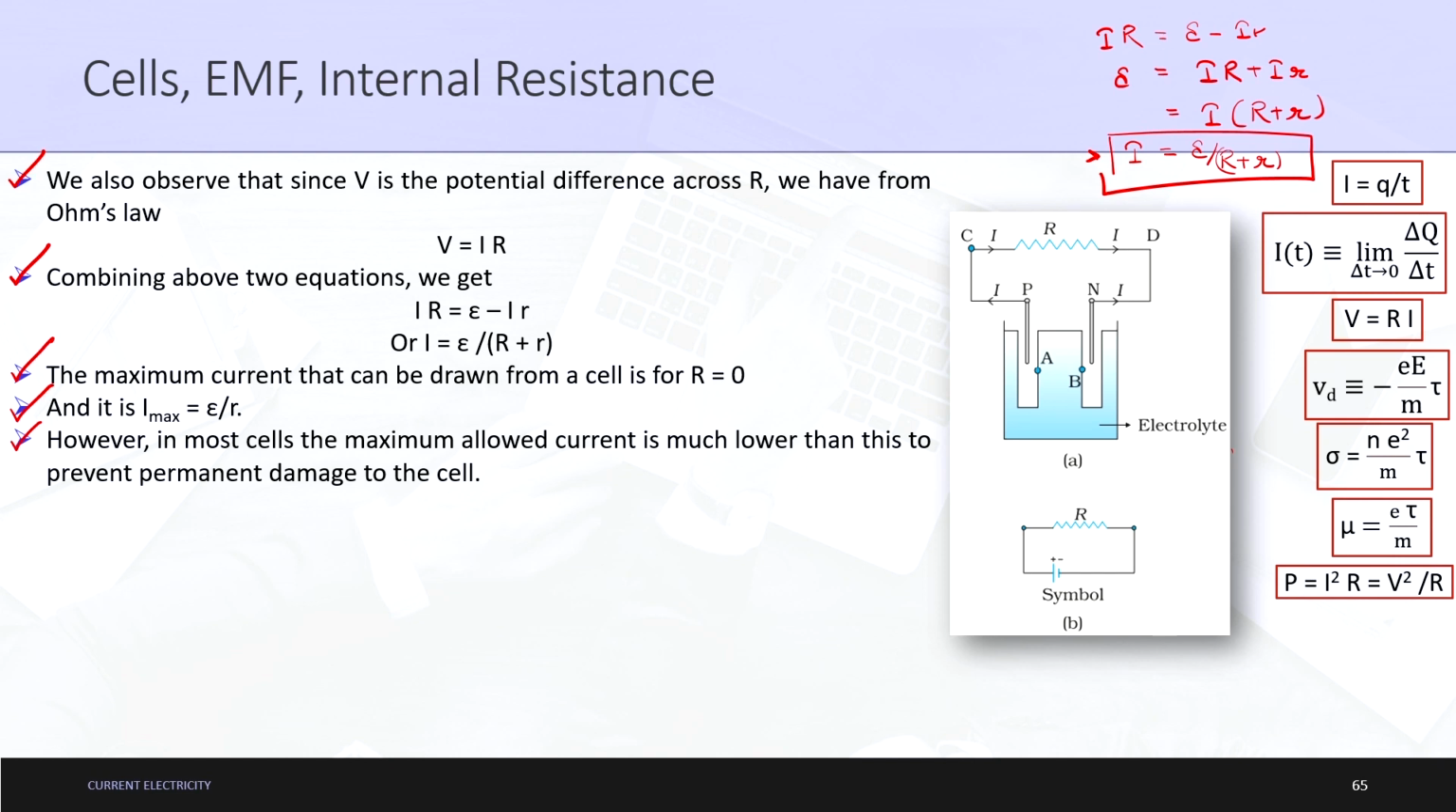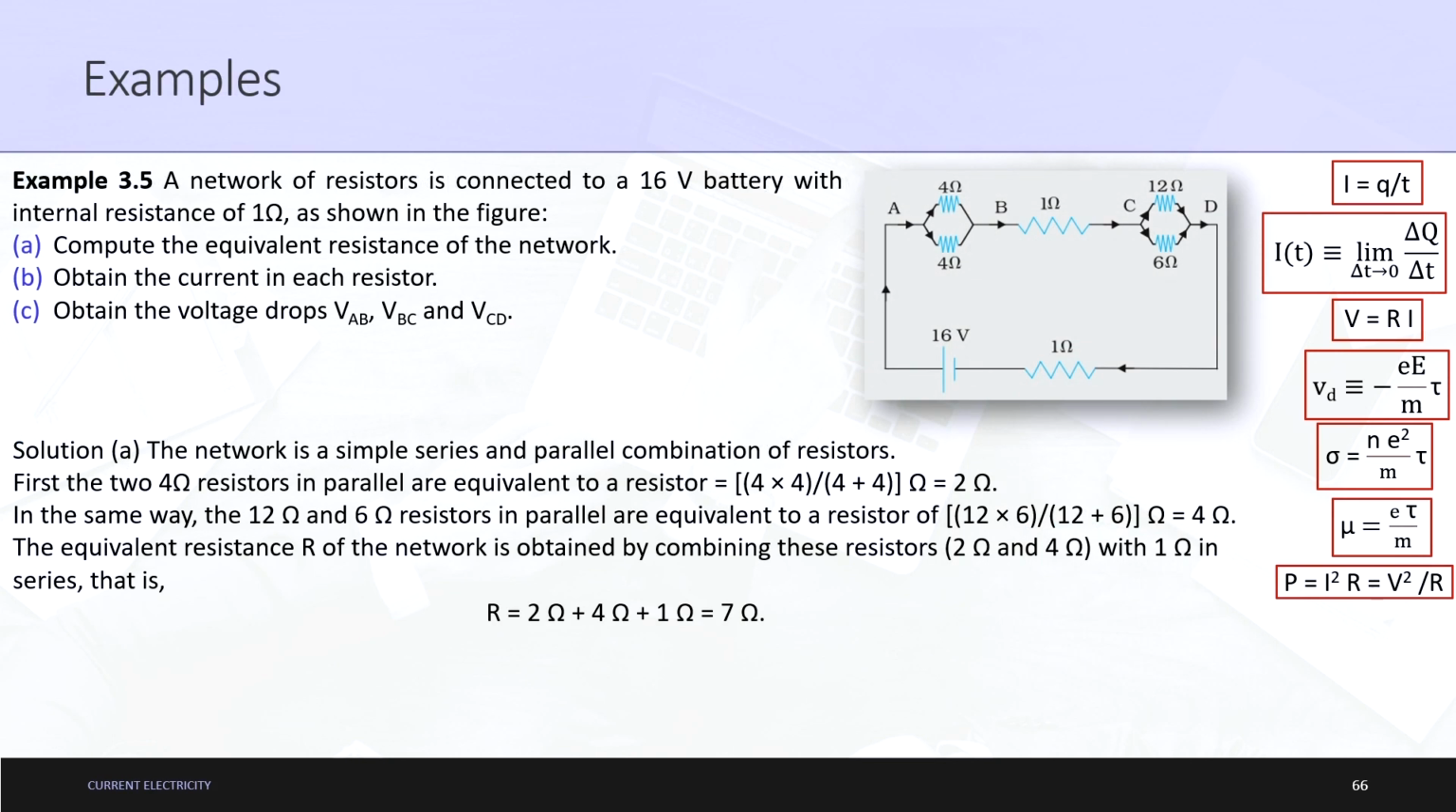So therefore we always try to impart some resistance capital R externally also. We do not want that maximum current to come into the picture. In most cells the maximum allowed current is much lower than this to prevent permanent damage to the cell. So that is the end of your cell's EMF and resistance. Let us move on to one of the examples.